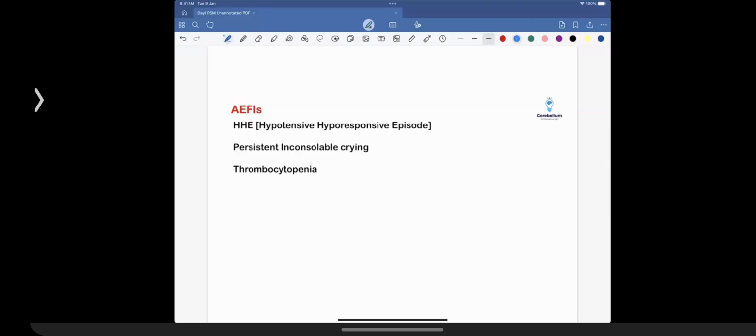Hypotensive, hyporesponsive episode. You give vaccine to a child, child suddenly loses all tone in the body. Hypotensive. Floppy infant. Vaccine is pertussis. It is a self-recovering condition. Persistent inconsolable crying. Same. Persistent inconsolable crying means, yes, your girlfriend has left you and you cry more than 3 hours. That is persistent inconsolable crying. Pertussis is the vaccine responsible.